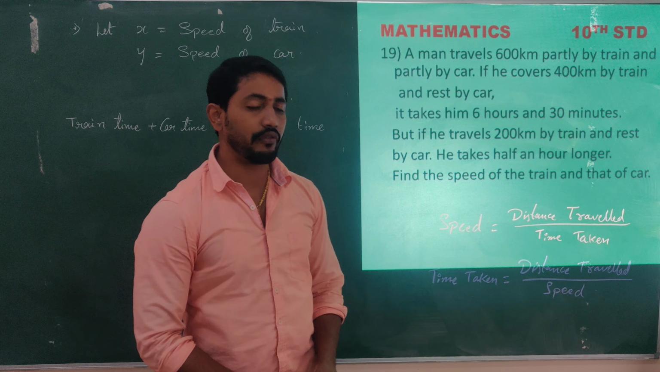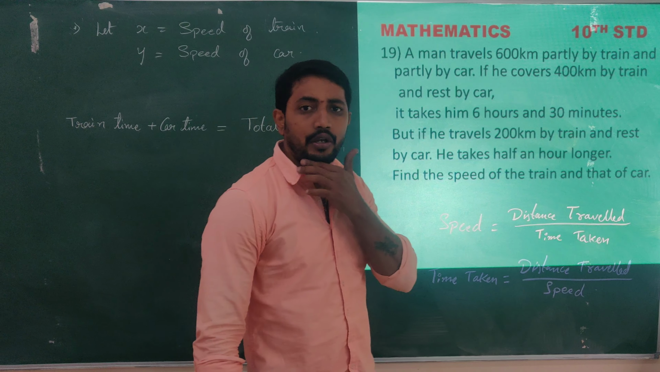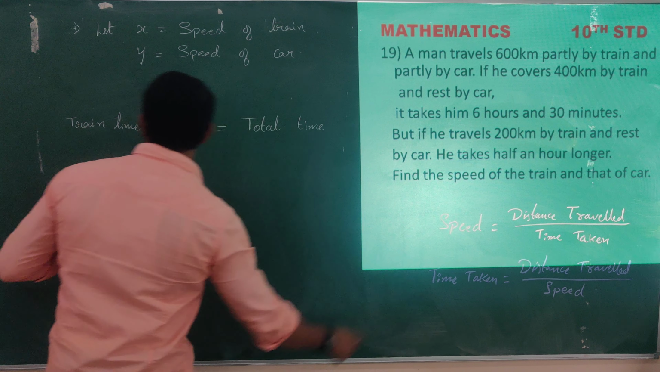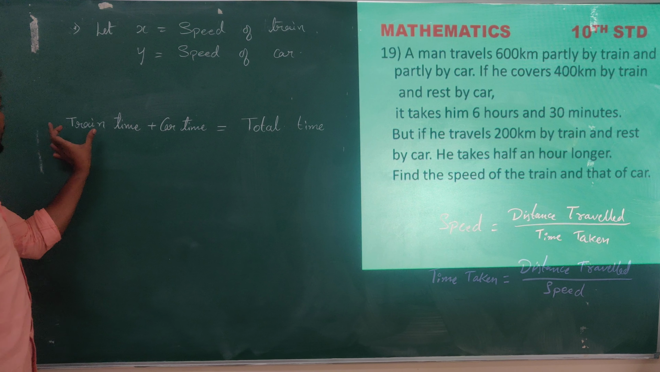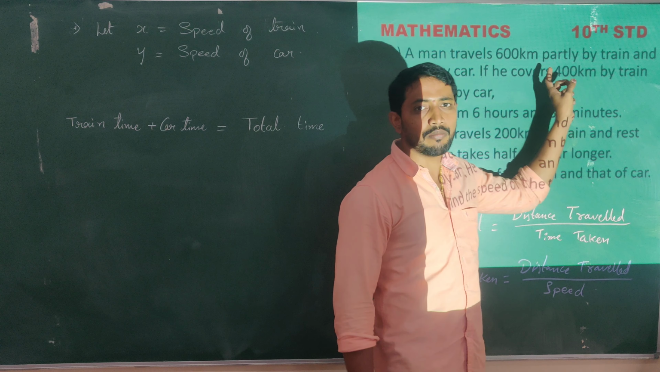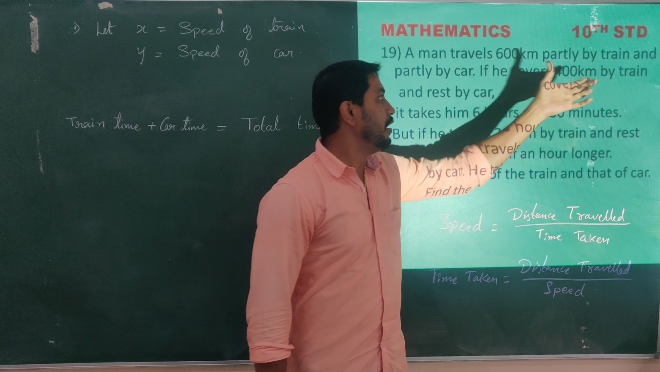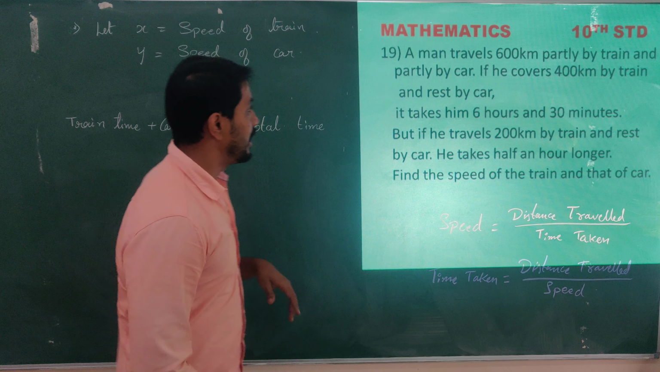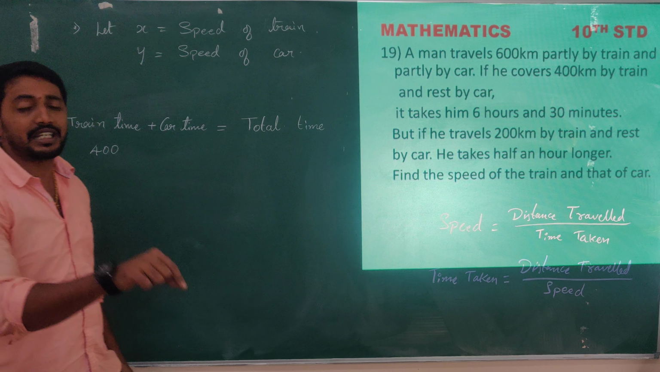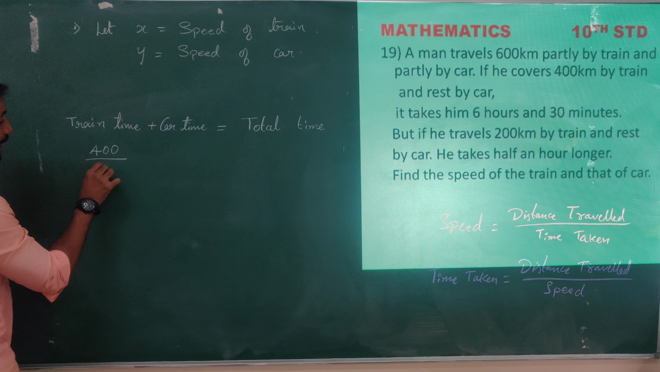Now we are going to make use of this formula to find the time taken to cover some distance by train and the time taken to cover some distance by car. Let us focus on the first process: he is covering 400 km by train and 200 km by car. For this data we are going to obtain an equation. 400 kilometers is the total distance traveled by train, and the speed is considered as x.